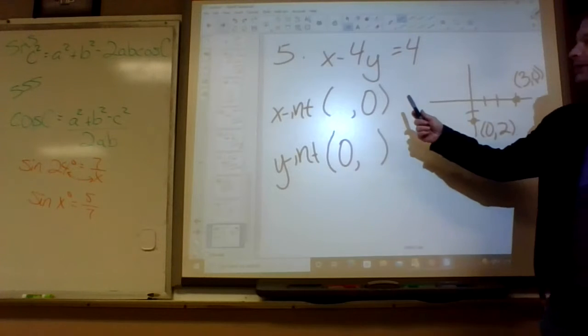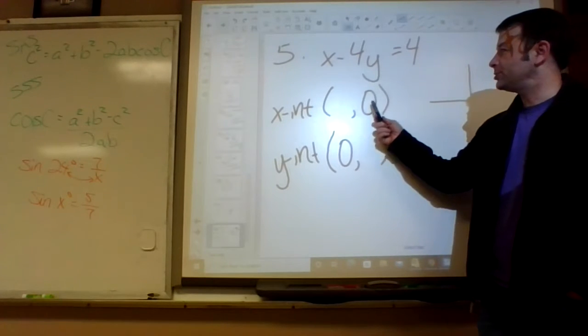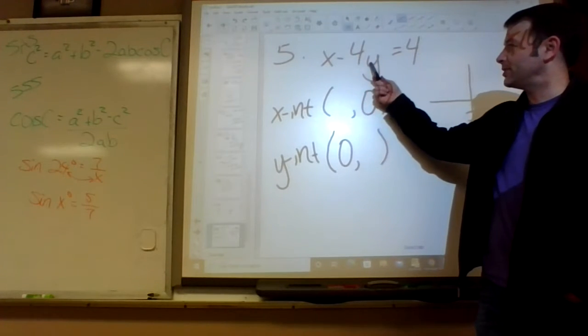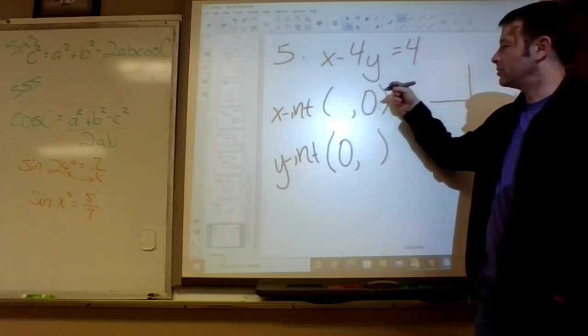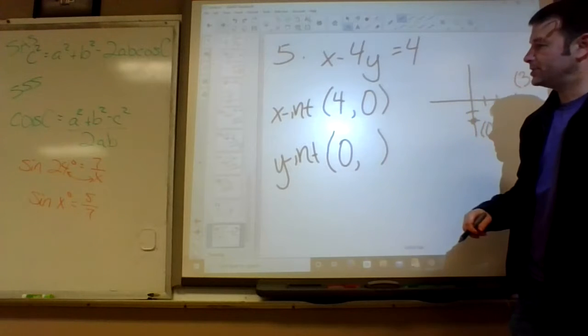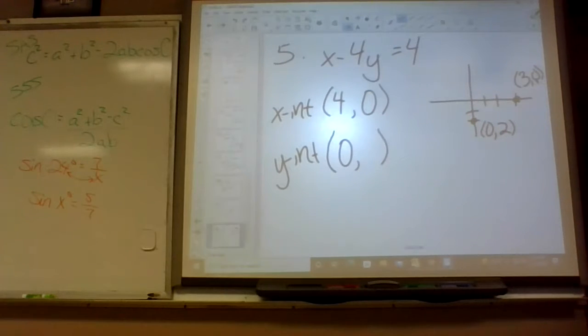If I make the y into a 0, what's 4 times 0? 0. So x would equal 4. So (4, 0) is the x-intercept. If you graph (4, 0), that'd be on the x-axis, right?